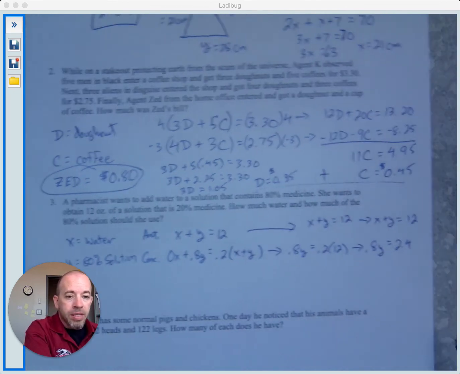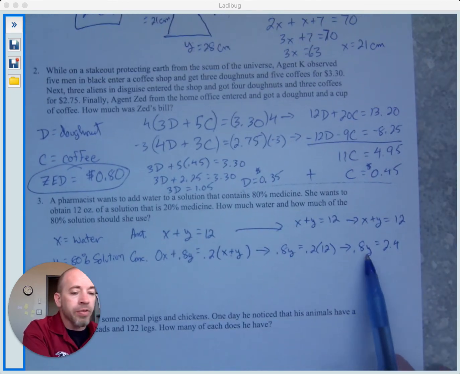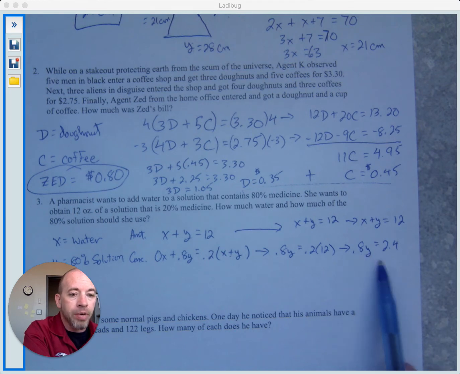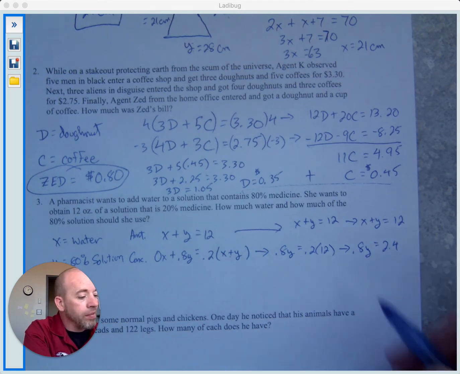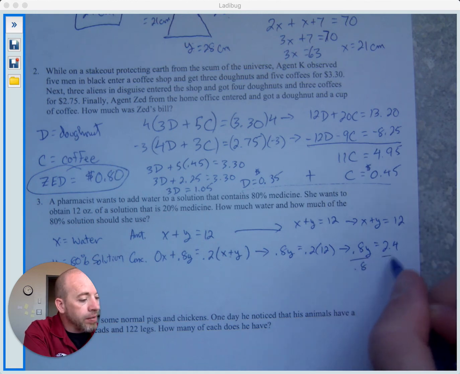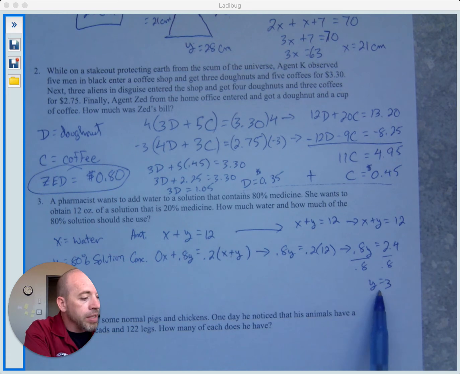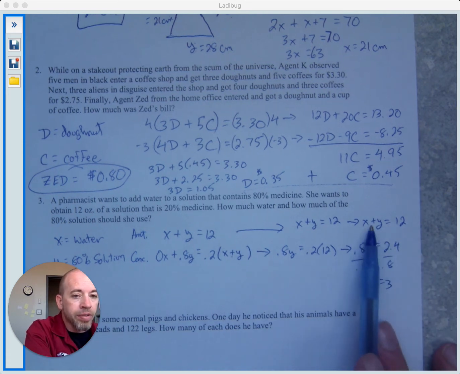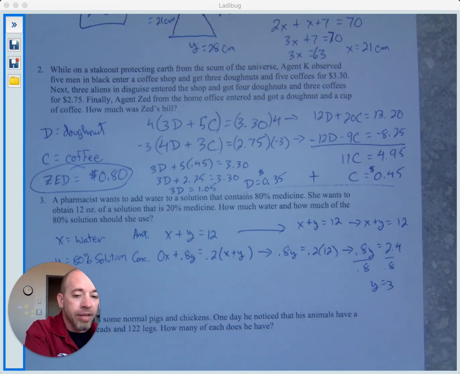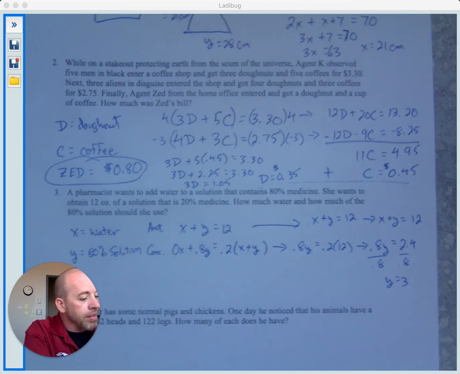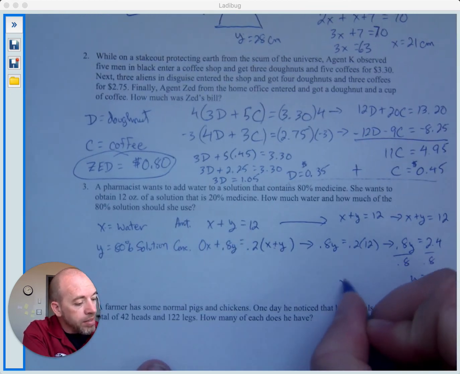Well, this becomes even easier here, right? Because we can solve for Y. Divide by 0.8, and we get 3, right? So if we divide by 0.8 here, we get Y is equal to 3. All we have to do is plug that in here to find X. Well, what plus 3 is 12? X has to be 9, right? Yeah. So if Y is 3, X is 9.